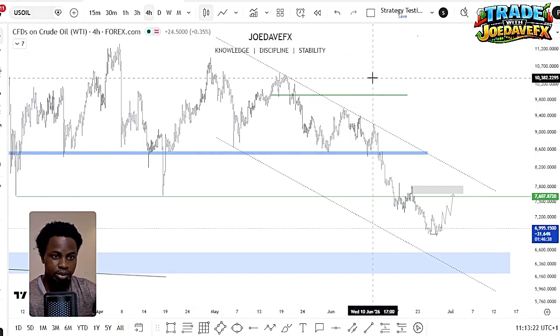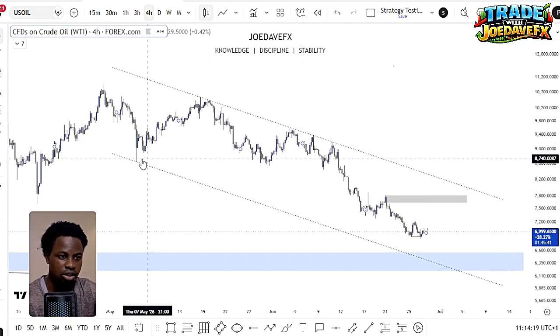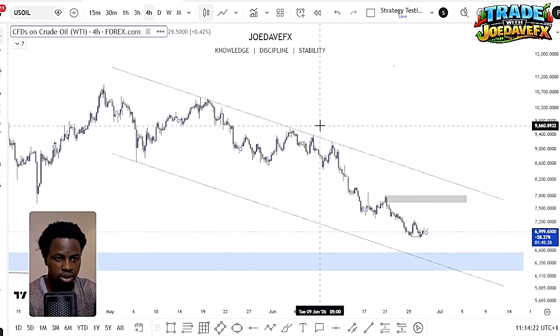If you actually look at this pair too, the pair is also trading inside of this channel. We had a touch here, we pushed back up here, and now we push it up here.